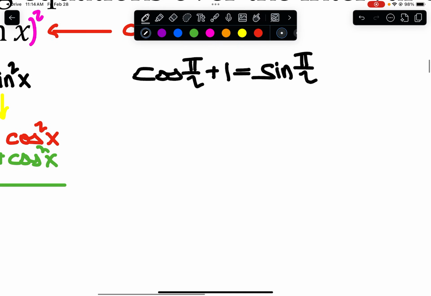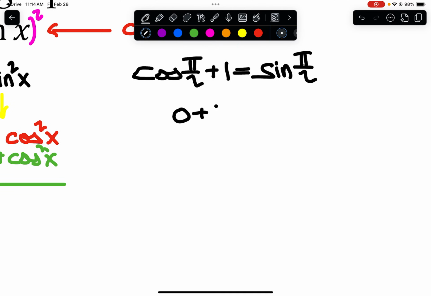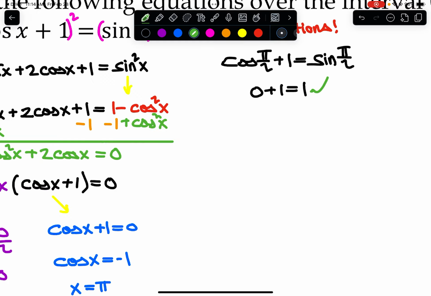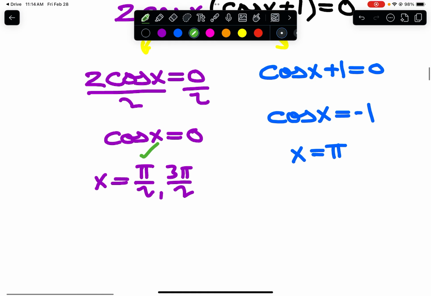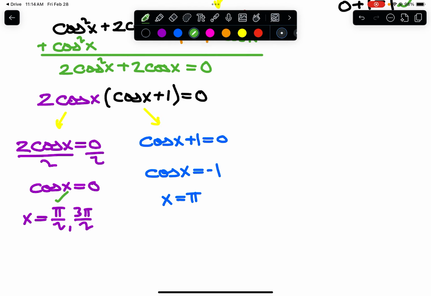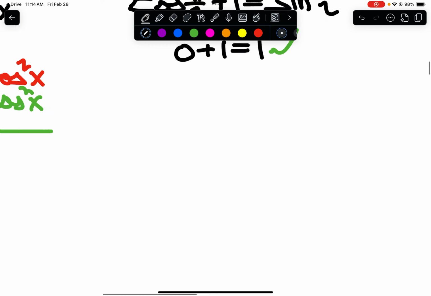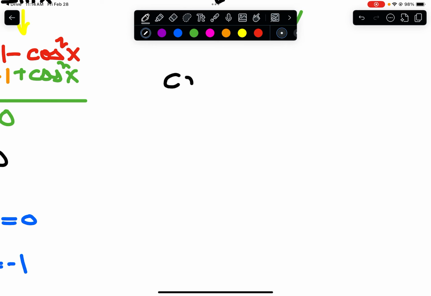So cosine of pi over 2 is going to give me 0 plus 1 equals sine of pi over 2, which is 1. 0 plus 1 equals 1. That is a true statement, which means pi over 2 is going to be a solution. So now I want to do the same thing, but for 3 pi over 2. So cosine 3 pi over 2, plus 1, and we want to see if that's going to equal sine of 3 pi over 2.